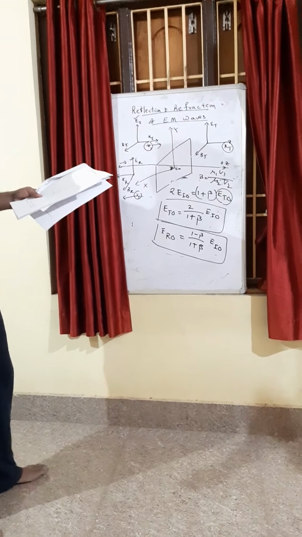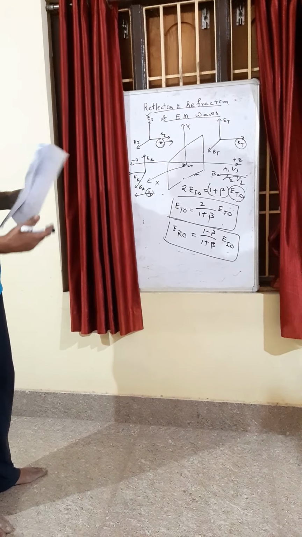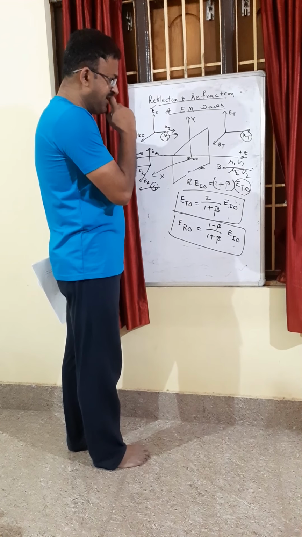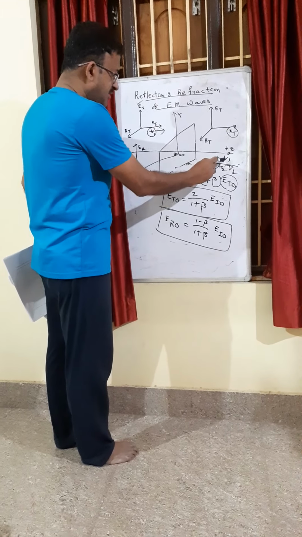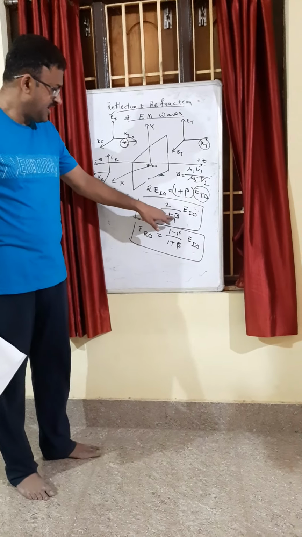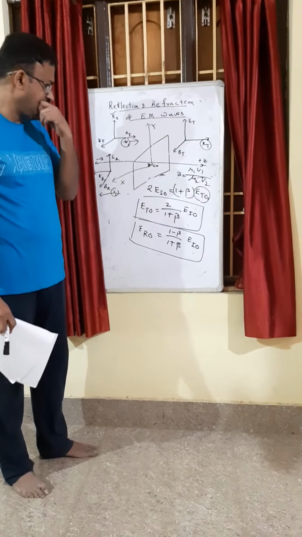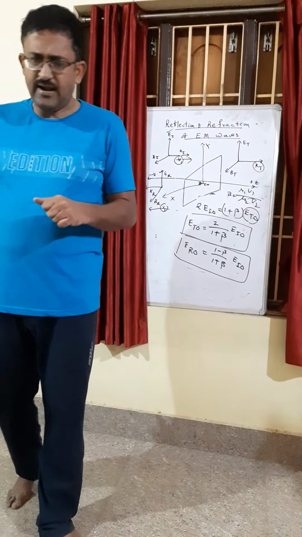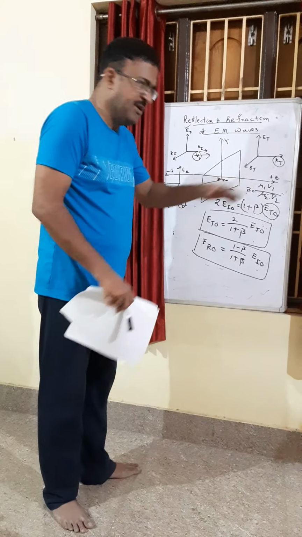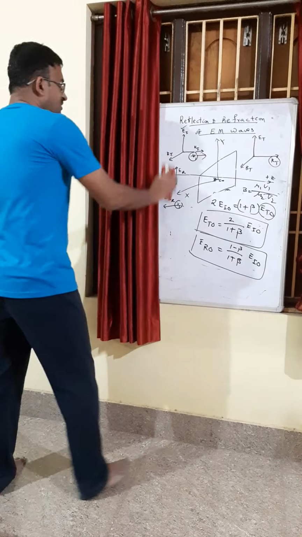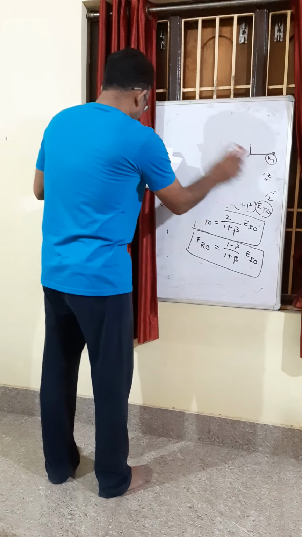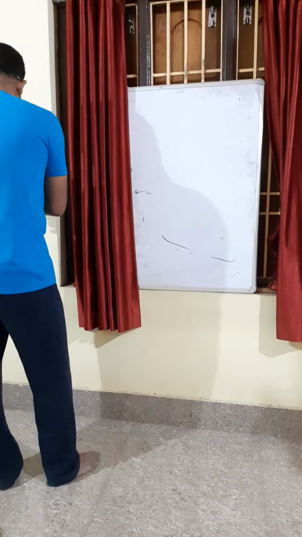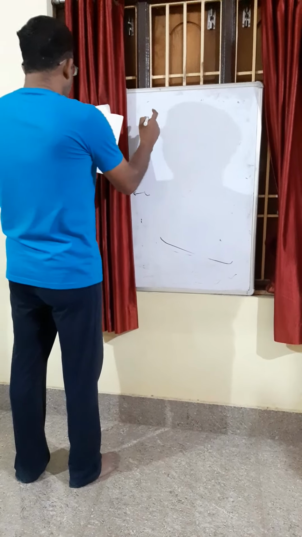Now, you can do simple calculations here, and you can substitute the values of beta. How much beta have we defined? Beta we have defined as v1 mu1 by v2 mu2. So if you replace beta with this, you can find these expressions in terms of the velocity of the electromagnetic wave and the permeability of the two mediums. If you substitute, you can get certain equations like this.